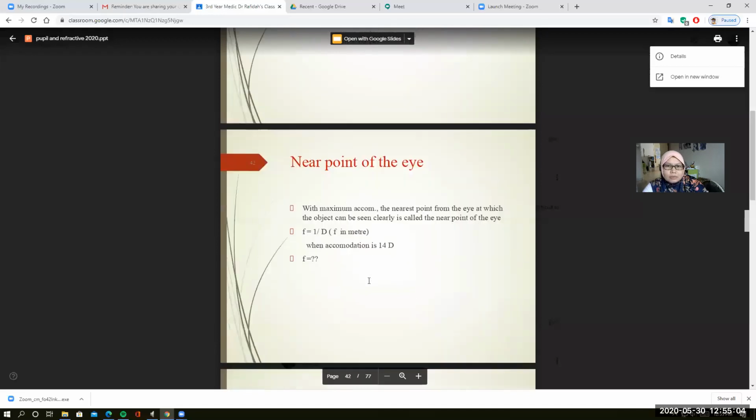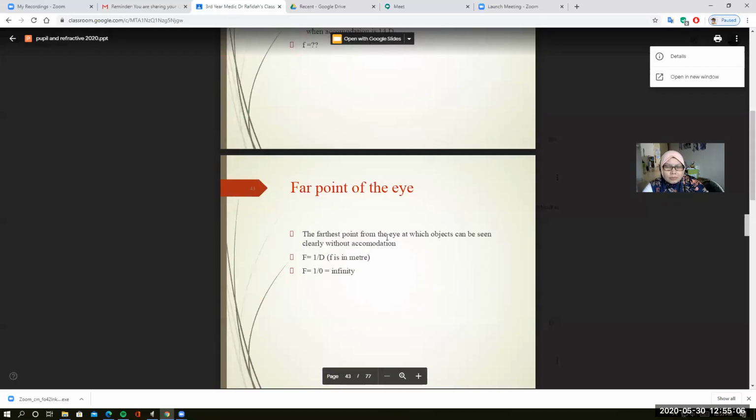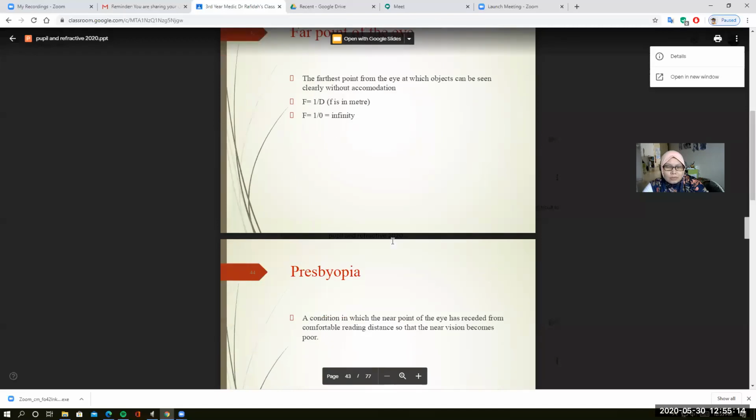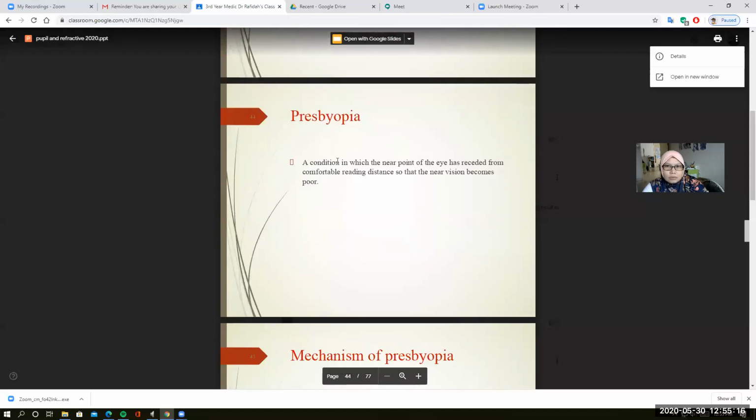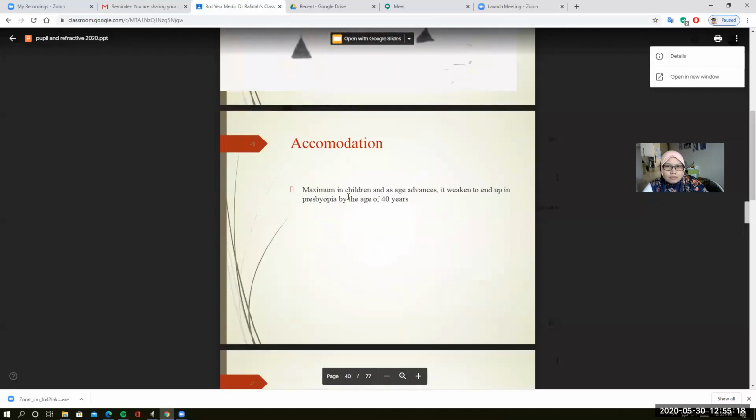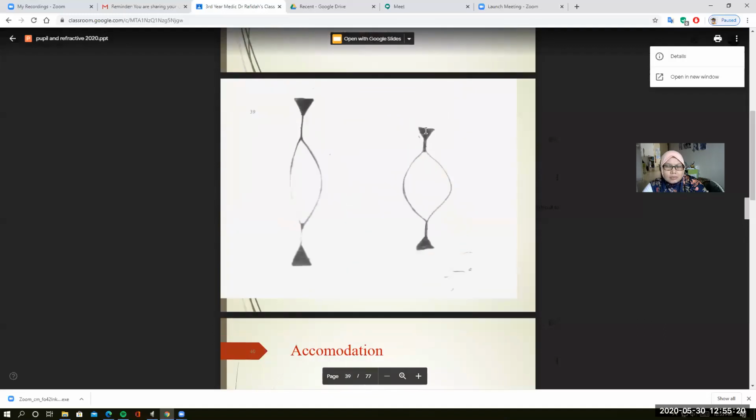Okay, so how about the far point of the eye? The far point is the furthest point of the eye at which objects can be seen clearly without accommodation. Okay, so as you can see, when the ciliary muscle contracts, the lens bulges. So in what condition usually does this happen? It happens when you are reading, when you look at the phone.